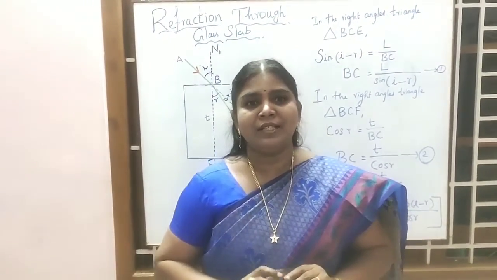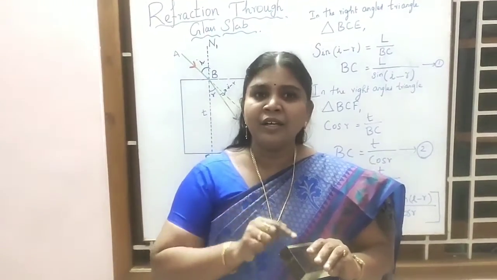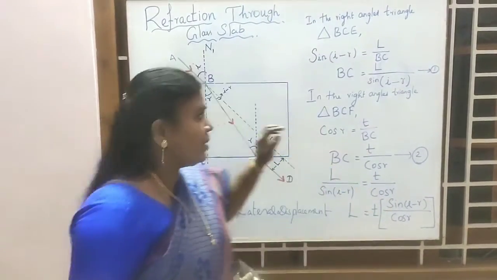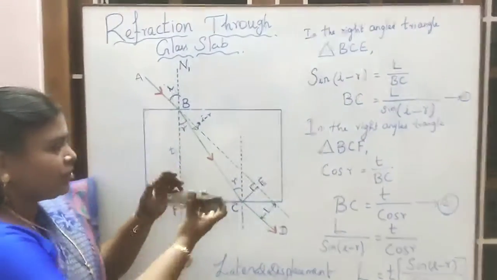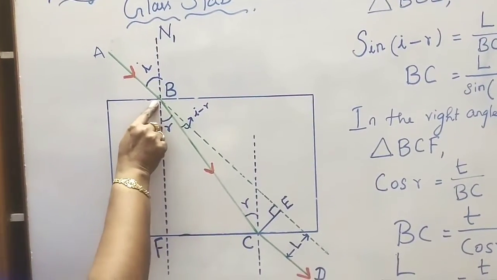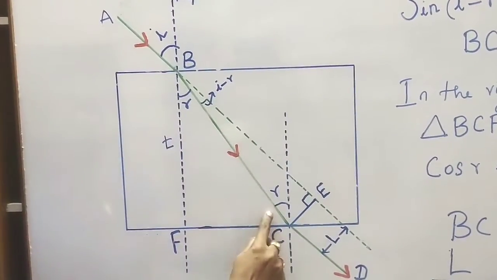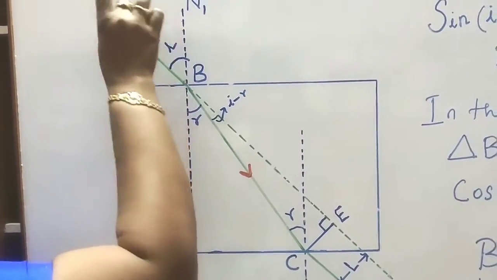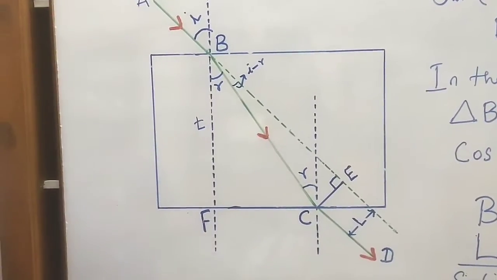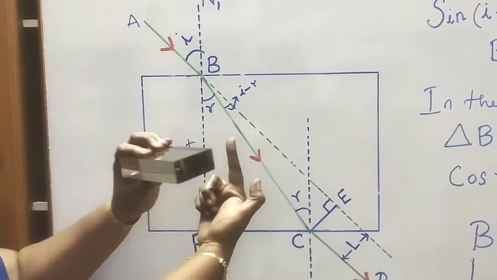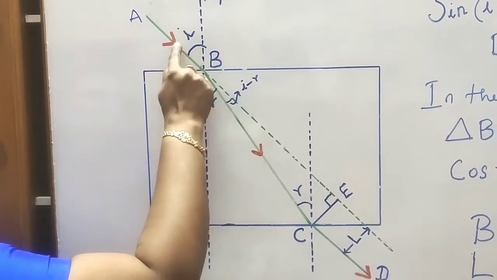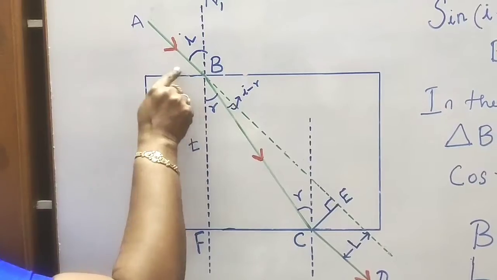Obliquely means the light is incident on the refracting surface at a particular angle. Let us assume this is the glass. These are the refracting surfaces, there are two refracting surfaces here. The light is entering from the air medium. This is the glass medium, and this is again the air medium. Now the light is coming from the air medium to the glass medium, falling at a particular angle. So this is called oblique incidence.